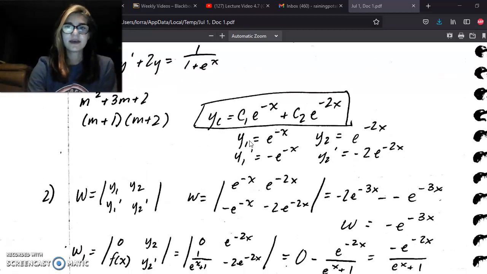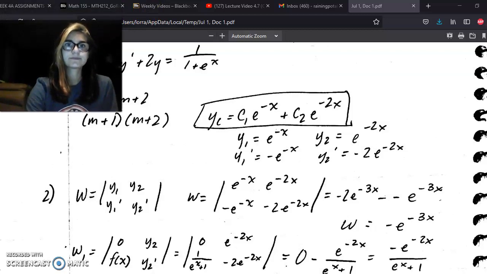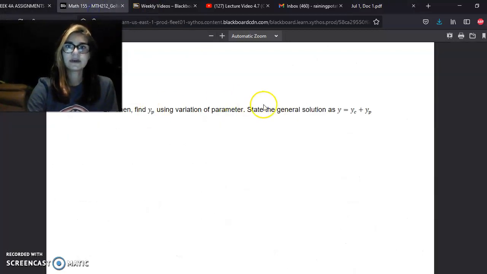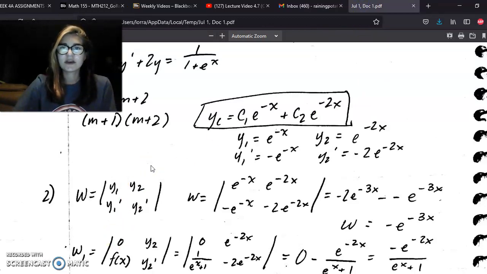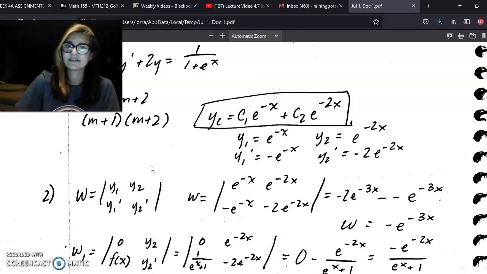The next problem was using variation of parameters to find y of p. So in order to do this, I found y1, which is equal to e to the negative x, y1 prime is negative e to the negative x, y2 is equal to e to the negative 2x, and y2 prime is equal to negative 2e to the negative 2x.